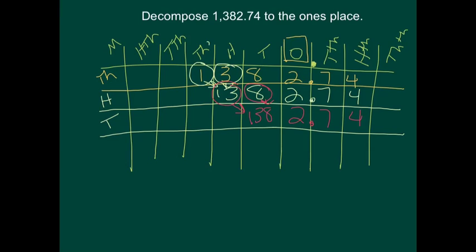Now we're going to focus on the ones place, which is what we're trying to find in the first place. Take our 138, slide it over. Drop down the 2, drop down the 7, and the 4. So to decompose 1,382 and 74 hundredths to the ones, we have 1,382 ones plus 7 tenths plus 4 hundredths.